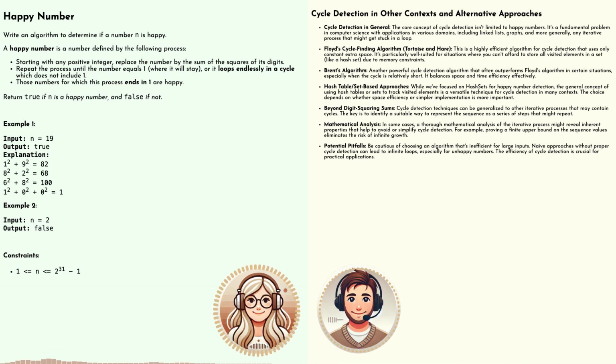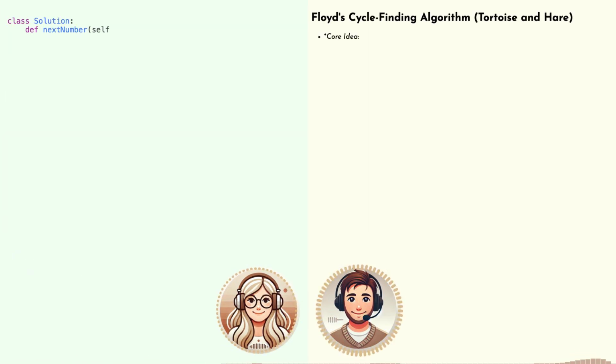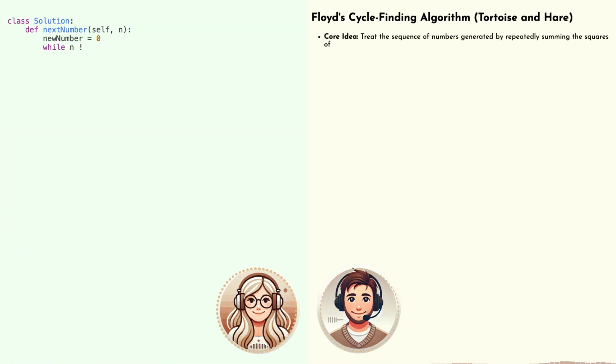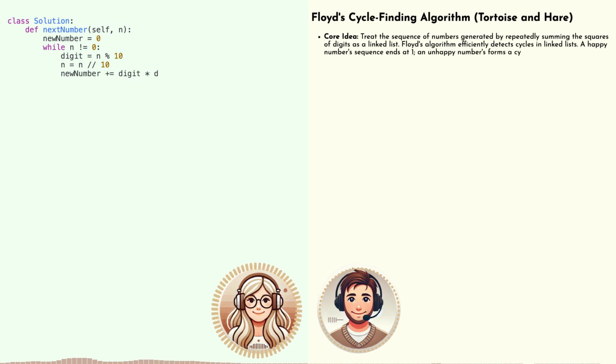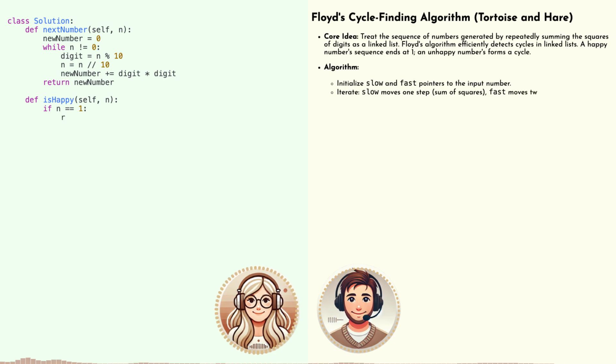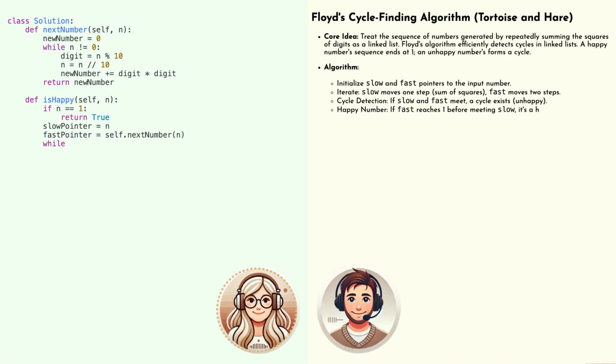So is there another way to tackle this problem besides the hash set method? Hmm. You did mention something earlier about a tortoise and a hare. Ah, you remembered. That's Floyd's cycle finding algorithm. And yeah, it's another really elegant way to solve this. It actually uses even less space than the hash set approach. Ooh, even less space. Tell me more.